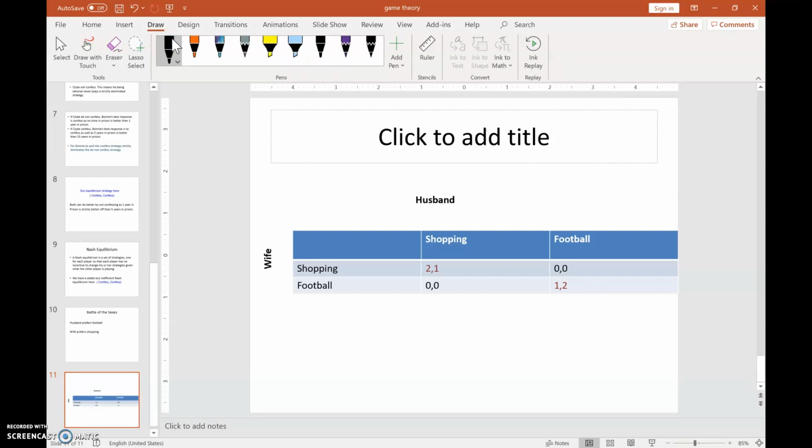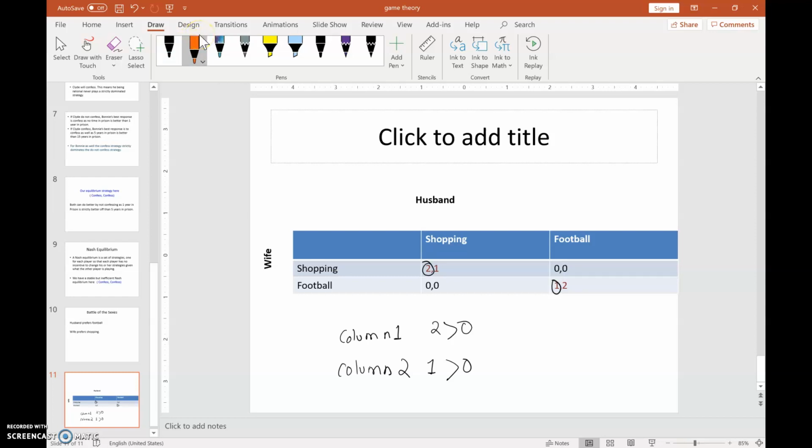Alright, I'm going to do it the same way I did before. I'm going to look at column 1, look at the first number, compare between 2 and 0. I'm going to choose 2 over 0 because 2 is greater than 0. Then I'm going to look at column 2, 0 and 1. I'm going to choose 1 over 0 because 1 is greater than 0. So let me go ahead and circle 2 and circle 1.